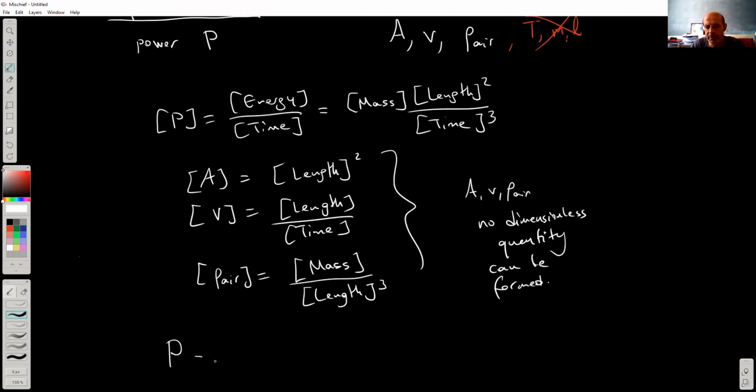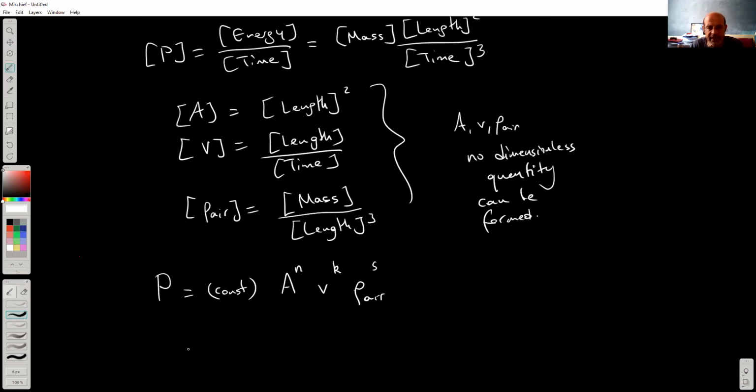So that power should be some kind of a constant, which is dimensionless, multiplied with some power of the area, some power of the velocity. So let me use K in here, and some power of the density. Right, so let me call this S. Okay, so this constant is dimensionless. I cannot know what this thing is. I can only guess its value. Sorry about this. Let me complete this quickly.